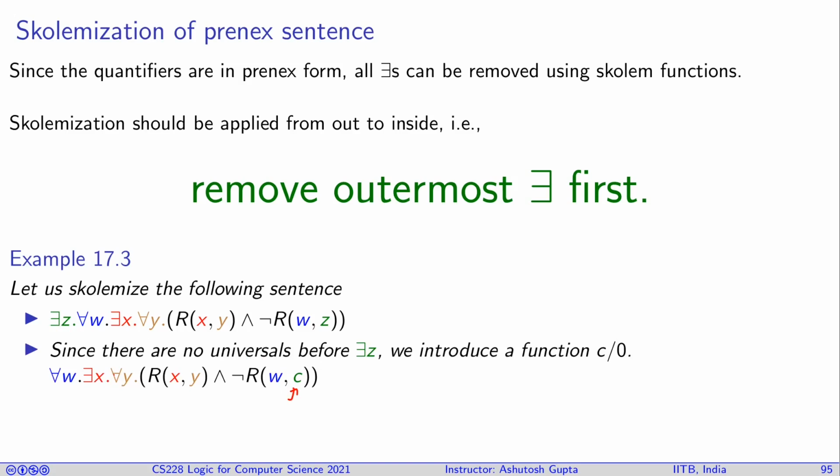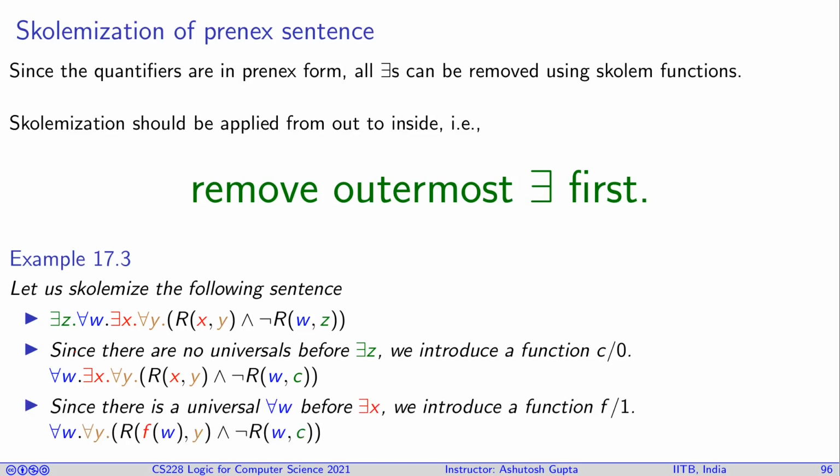Now we have another exists quantifier, which is there exists x. Which universal quantifiers are sitting in front of it? Only one, which is for all w. The function we will introduce will have a single parameter, and that parameter would be w. So let's take out x and replace it by f of w. And now this is the skolemized sentence in which we have removed all existentially quantified variables.